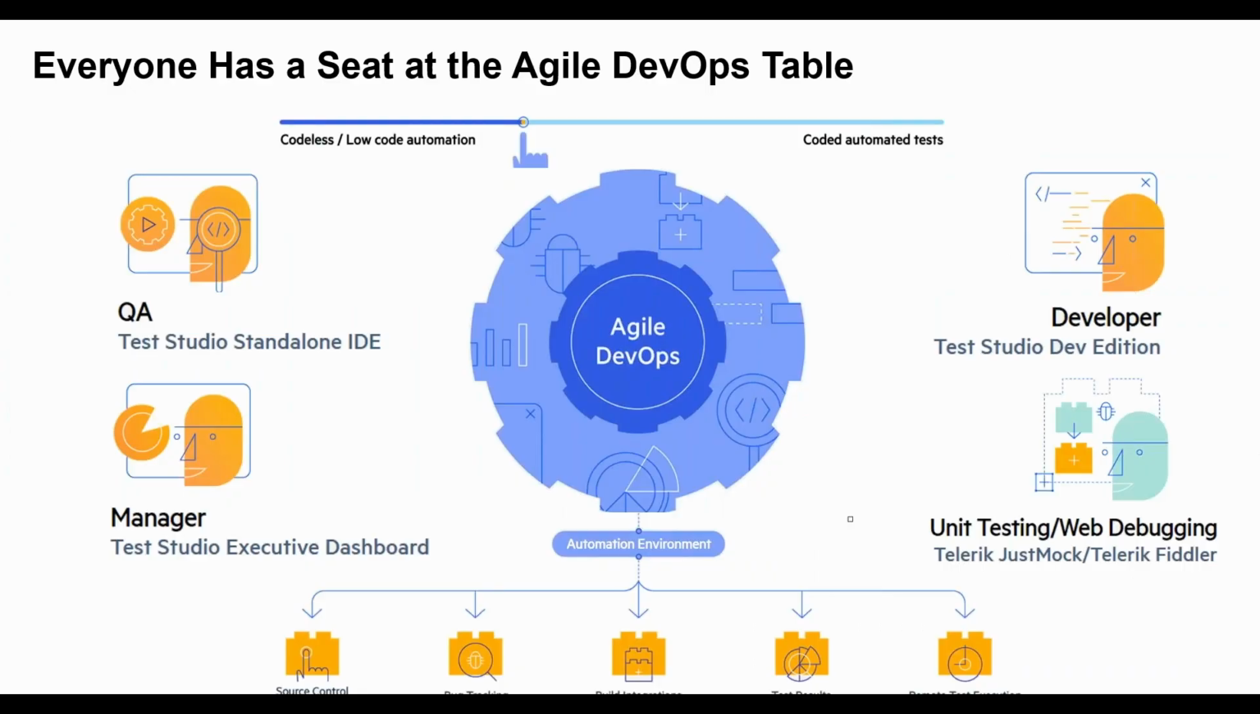Don't forget that everybody has a seat on the Agile DevOps table. It doesn't matter if you're a quality assurance engineer or the ones who develop the application itself, the developers themselves, or you are dealing with the DevOps and IT part of your software development lifecycle, or you are the manager or the one who deals with unit testing and debugging. The whole idea of Test Studio and the other productivity tools that Telerik offers is to be one of the building blocks of your entire software development lifecycle.